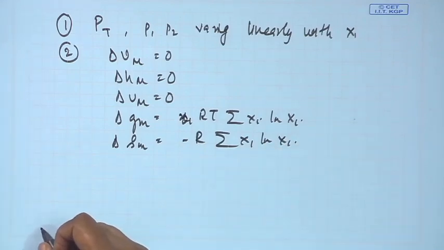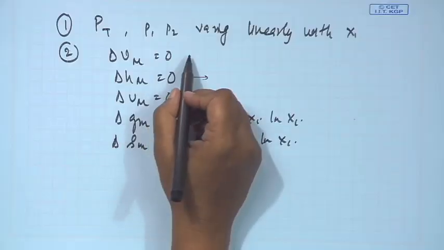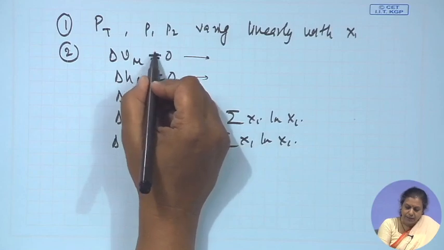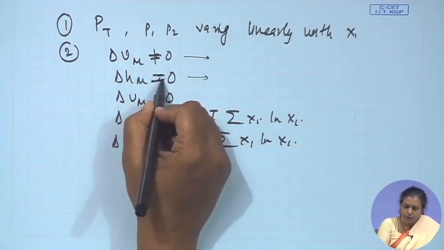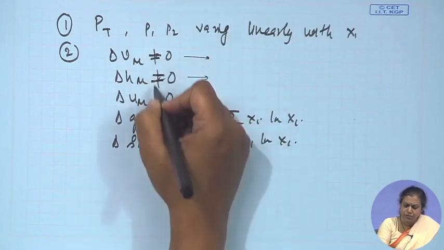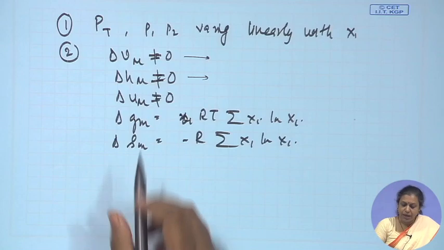If it is non-ideal, then definitely there will be some evolution or absorption of heat, and when the two components mix, then we expect that either there will be contraction in volume or expansion in volume. So, what do we expect? We expect that this might not be equal to 0, this might not be equal to 0, and if one of these is not 0, then naturally this again becomes not equal to 0, and so on.